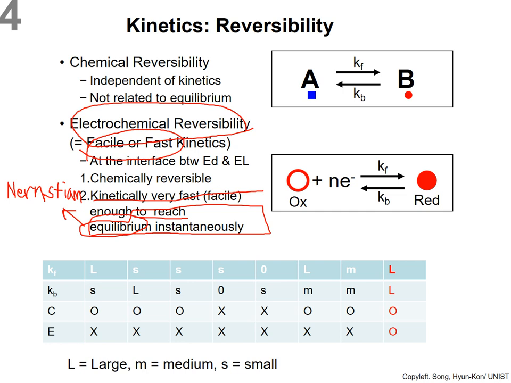Let me go to the table at the bottom of this slide. The first row is about the forward rate constant of the electrochemical reaction, and the second row is about the backward reaction rate constant. L stands for large or fast, S stands for small, and M stands for middle or medium. So, let me think about several situations. We have a very large forward rate constant and a very small backward rate constant. In that case, we could say this reaction is chemically reversible. How about small forward and large backward, or small forward and small backward? Those three things can be said to be chemically reversible, but we cannot say electrochemically reversible.